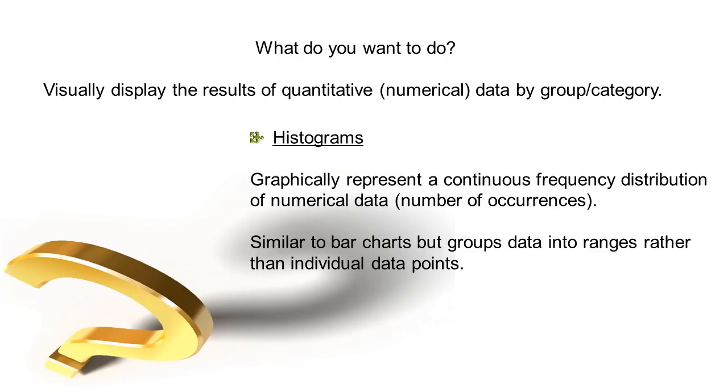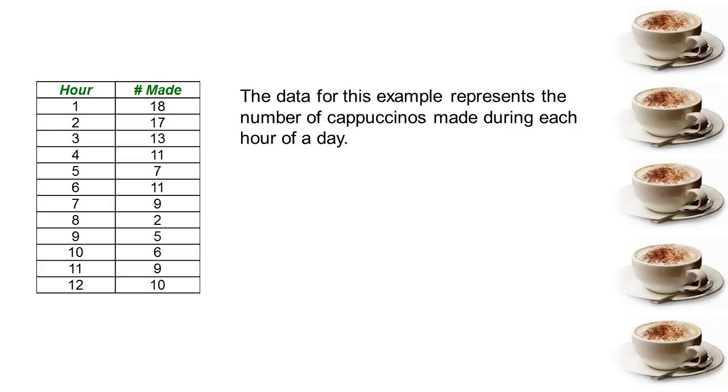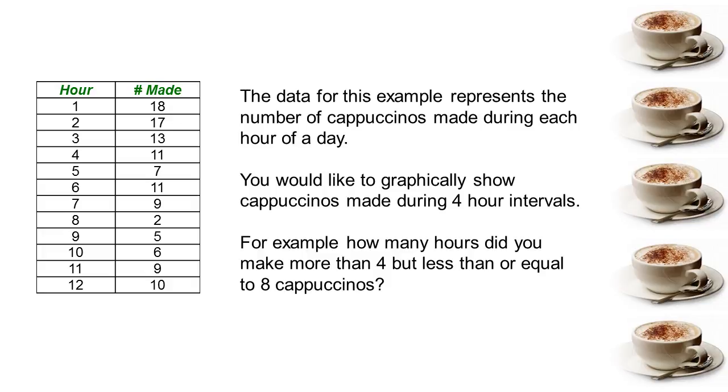A histogram may look like a bar chart, but data is grouped for a histogram. We will illustrate how the height of the bars represents the count for each group. For this example, you have collected data on how many cappuccinos are made each hour of a day. You would like a visual that reflects 4-hour intervals to answer such questions as how many hours in the day did you make more than 4 but less than or equal to 8 cappuccinos.